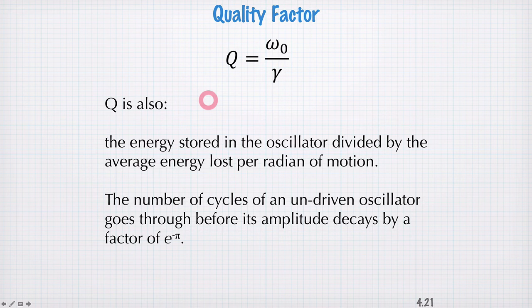The quality factor, omega naught on gamma, is also the energy stored in the oscillator divided by the average energy lost per radian of motion, and it's also the number of cycles an undriven oscillator goes through before its amplitude decays by a factor of e to the negative pi. So these two things are equal also to the Q factor, and that's something that you can prove.